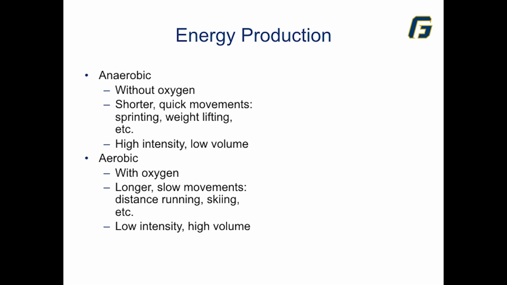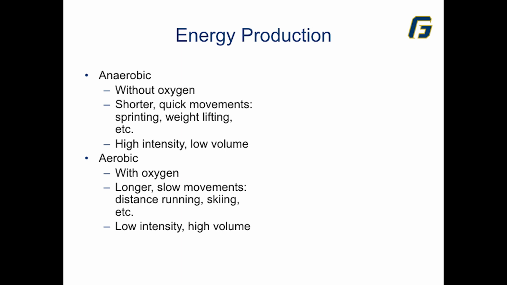Anaerobic types of energy production are going to be really short, really quick movements. When we think about short sprints, when we think about really high intensity weightlifting and those types of things, we're going to be producing the energy to do that motion through anaerobic means. Now, anaerobic means are typically going to use glucose and glycogen as the fuel sources to be able to create that energy production.